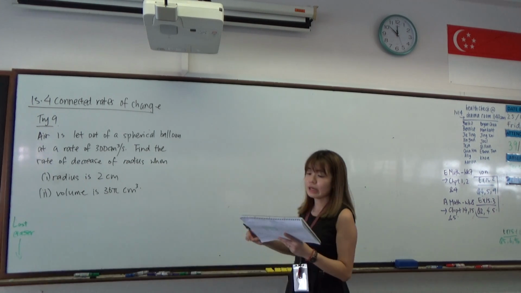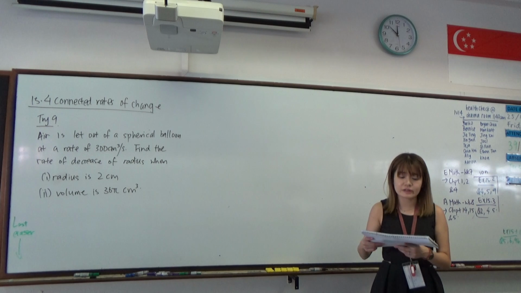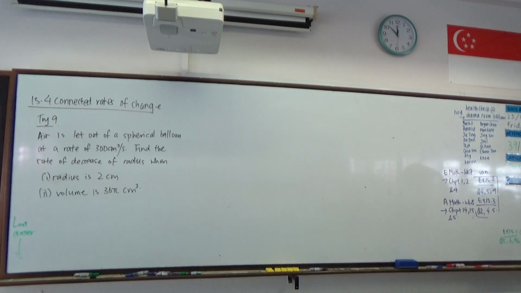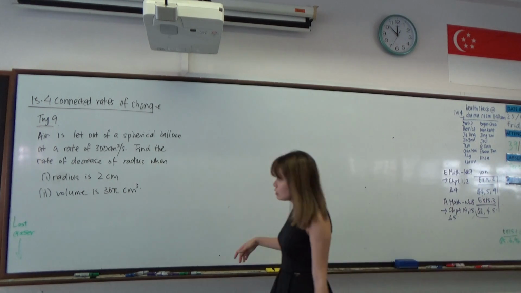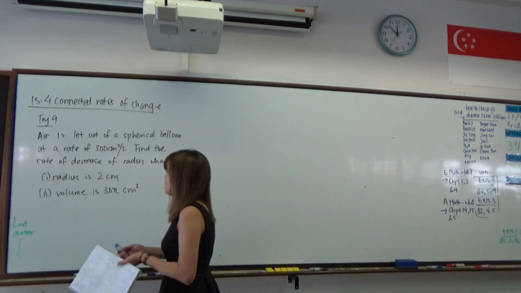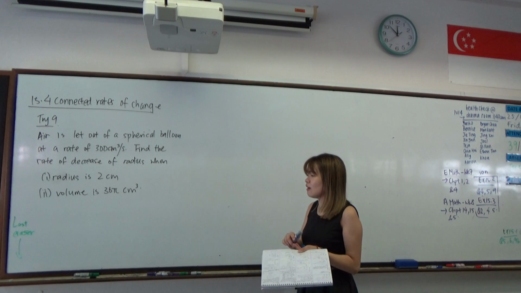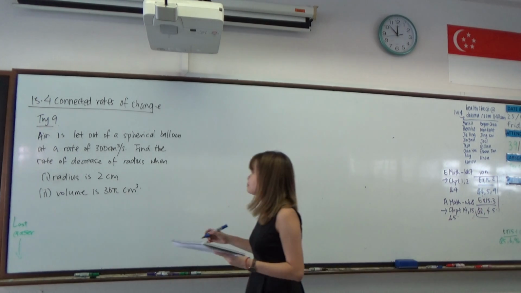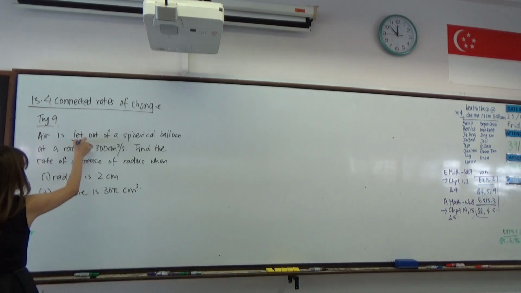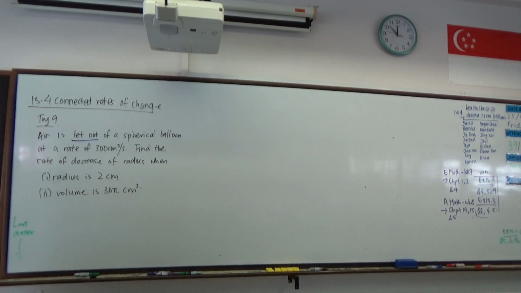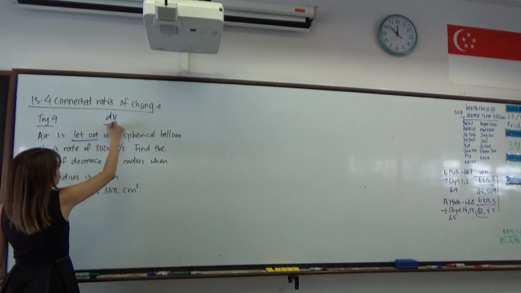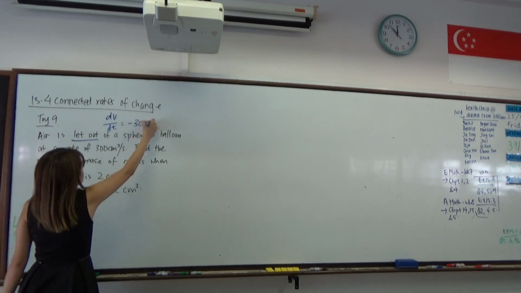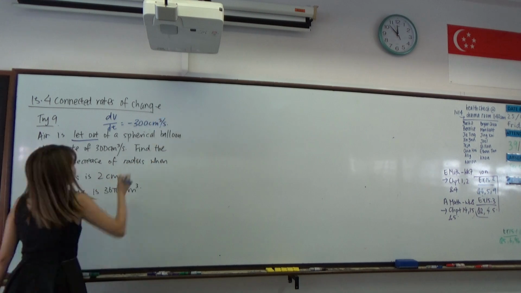Okay, so we are looking at a spherical balloon. Air is being let out of it at a rate of 300 cm cube per second. We want to find the rate of decrease of the radius when the radius is 2 cm, and for part 2, when the volume is 36 pi cm cube. Since air is being let out, we interpret this as dV over dt being negative 300 cm cube per second.